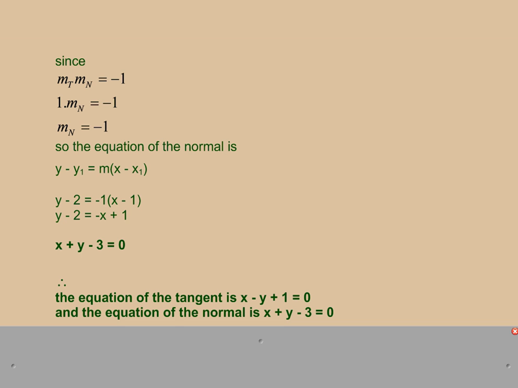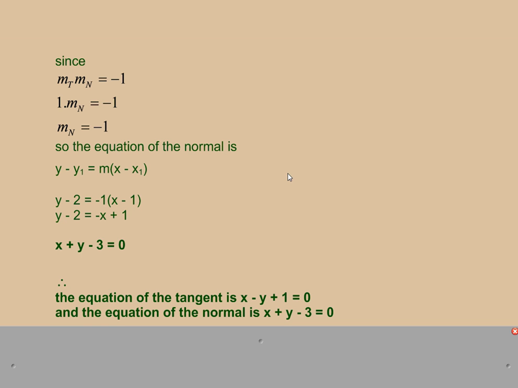So you've now seen the basic theory behind finding the equations of tangents and normals. We need to know a point, and we need to know what the gradient is at that point. The gradient will initially come from the gradient function, which will tell us the gradient of the tangent, and then we can simply substitute into the product formula up here to find the gradient of the normal.